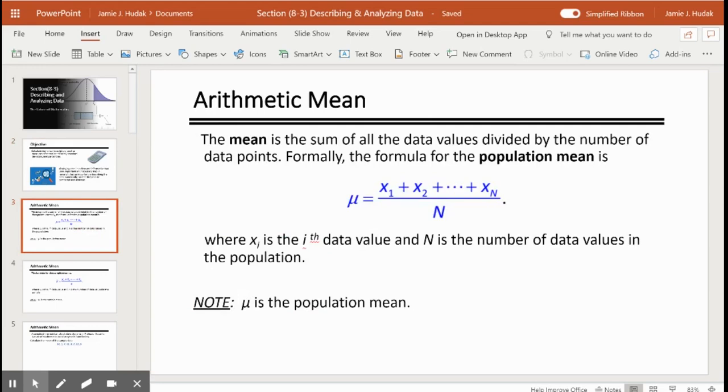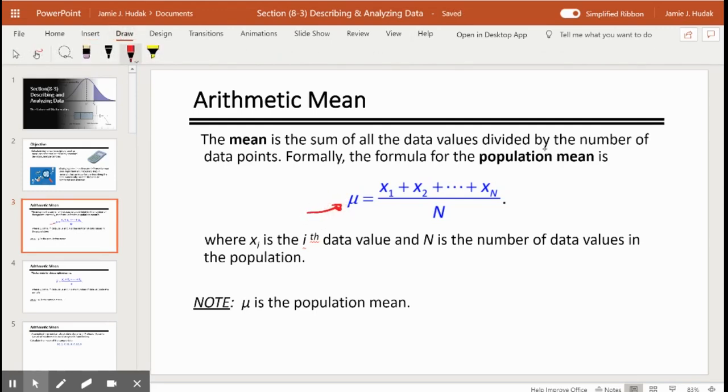Our first topic is the arithmetic mean. The mean is the sum of all data values divided by the population, the number of data points. Formally, the formula for population mean is given to us here. And notice we're using mu to denote the average. This is the sum of all data points, and this is the number of data points.